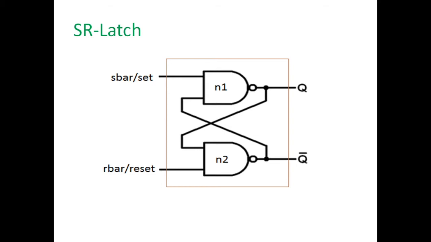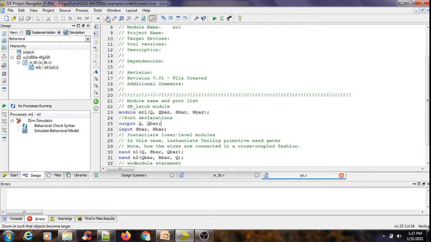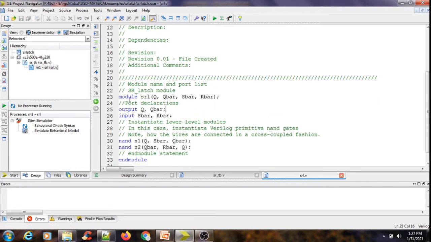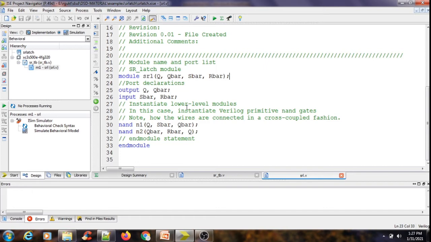I am having here set and reset as the inputs of my SR latch, and Q and Q bar as the outputs of my SR latch. So let us see how the Xilinx Verilog program can be written for this. For the module I am having the module name as SR latch. This is the one I have kept here, and the port list or the sensitivity list is Q, Q bar. That means these are the two output ports, and S bar and R bar are the input ports. So I don't know what the ports are here, so exclusively I have to declare them.